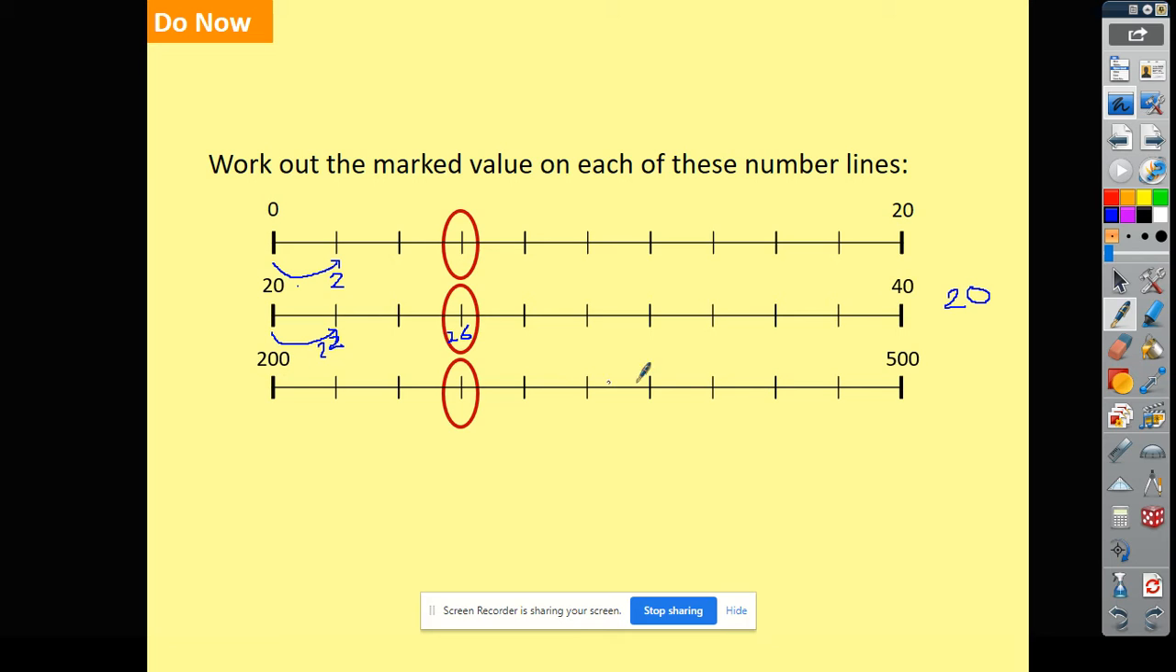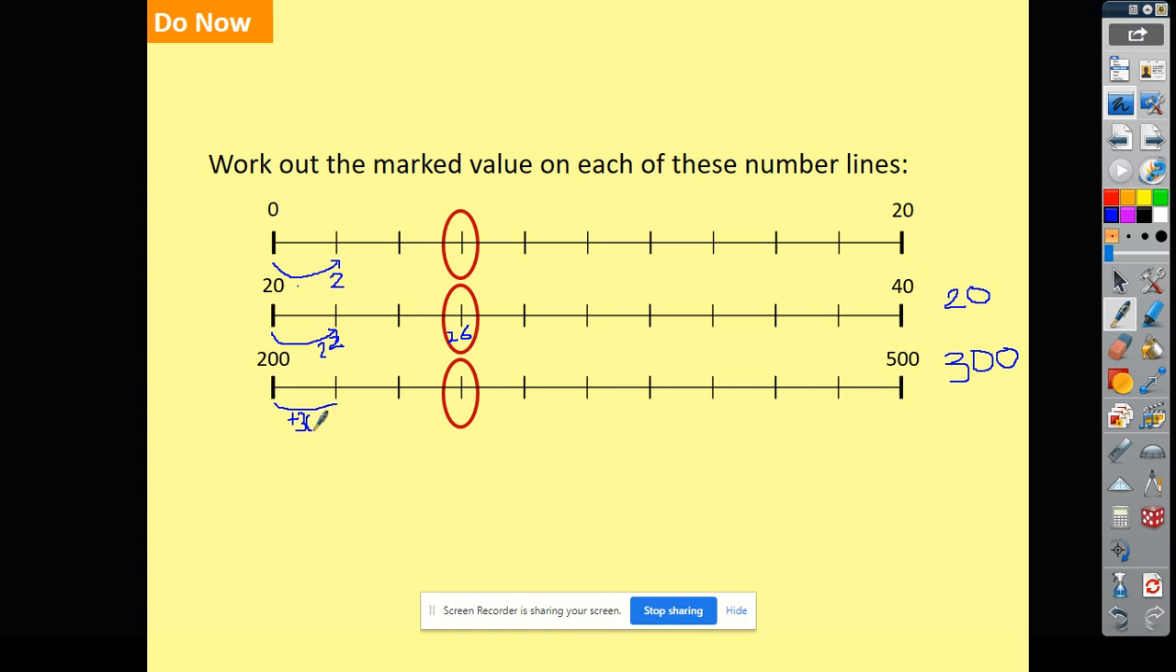Okay, now this time we're going from 200 to 500. So we know that that's a 300 difference, because 500 take away 200 gives us 300. We're still splitting this into 10 parts. So it's 1, 2, 3, 4, 5, 6, 7, 8, 9, 10. So just double checked, we're doing 300 divided by 10, which is going to give us 30. So we know that each one of these jumps this time, we're adding 30.